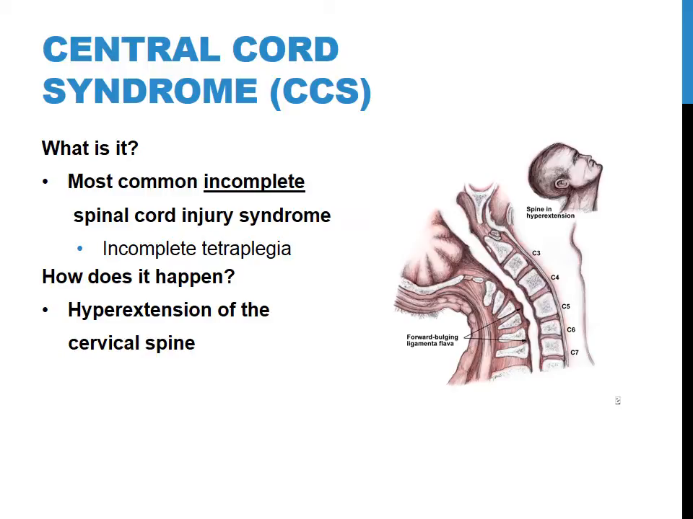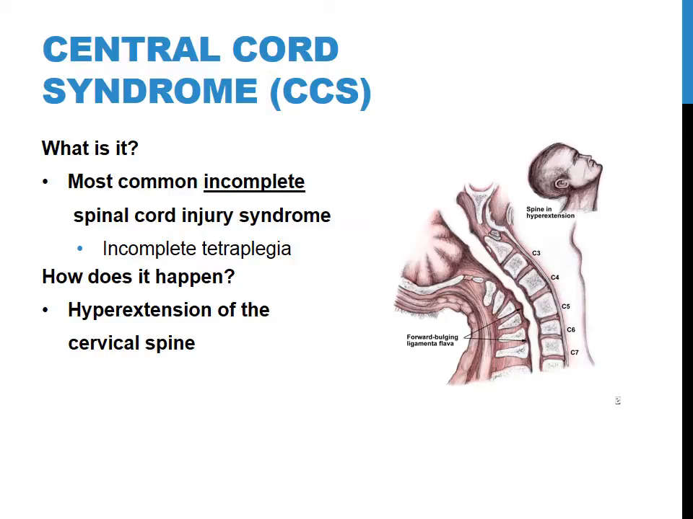And as we know, the cervical spine is the most vulnerable part of the spine because it's got a lot of mobility and isn't protected by very many bony or soft tissue structures. Because of this, hyperextension injuries are very dangerous to the spinal cord in the cervical spine.